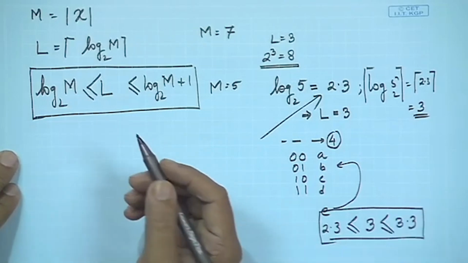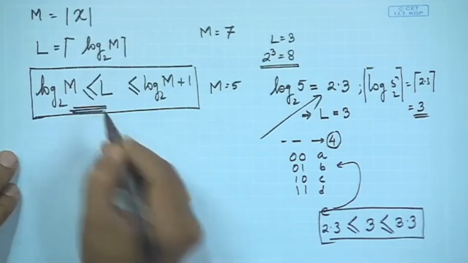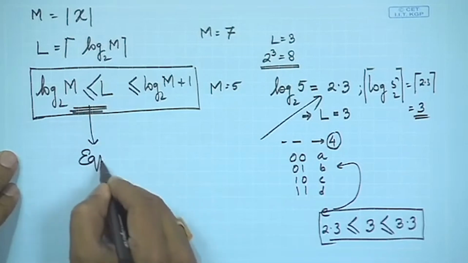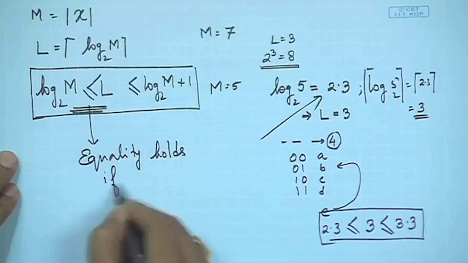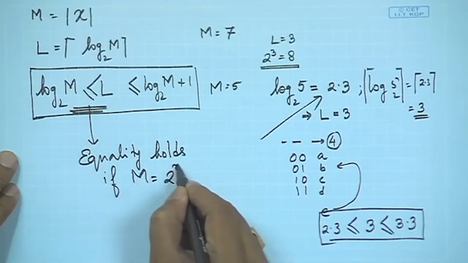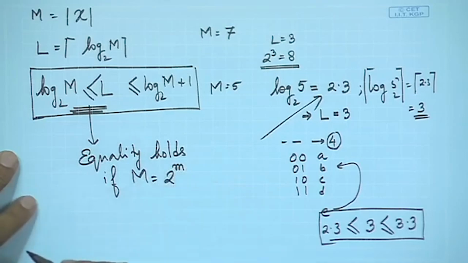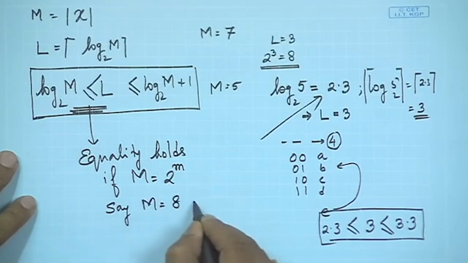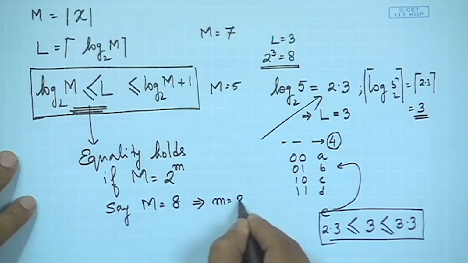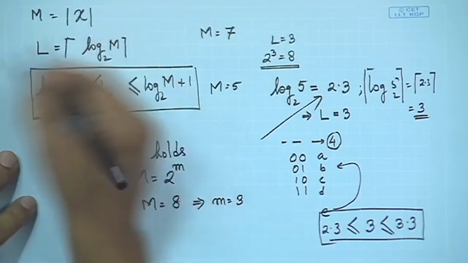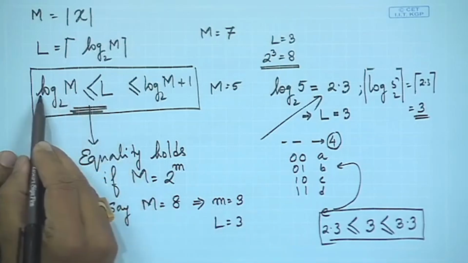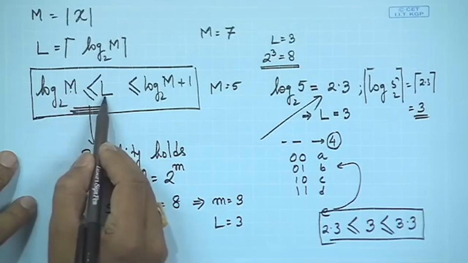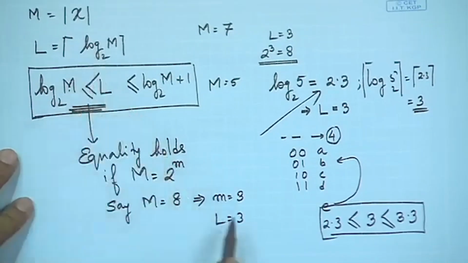So, this equality would hold if M is equal to 2 to the power of small m. That is clear. Say M is equal to 8, that means small m is equal to 3, and from this relationship we would find that L is equal to 3. In that case this equality holds, because log base 2 of 8 is equal to 3 and the ceiling function of 3 is 3. So, they are all equal.